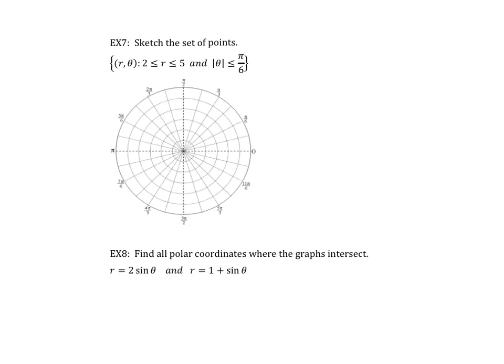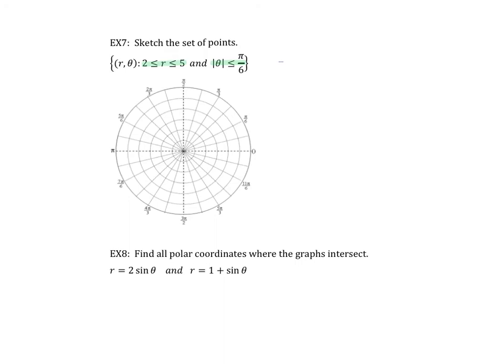Sometimes when we sketch, we're sketching regions, not just curves or lines. In example 7, we're going to sketch the set of points. Looking at this set, I can see that my r values are going to go between 2 and 5. The absolute value of theta is less than or equal to pi over 6. I'm going to go ahead and get rid of the absolute value on theta. It's easier for me to see, so remember to get rid of the absolute value.